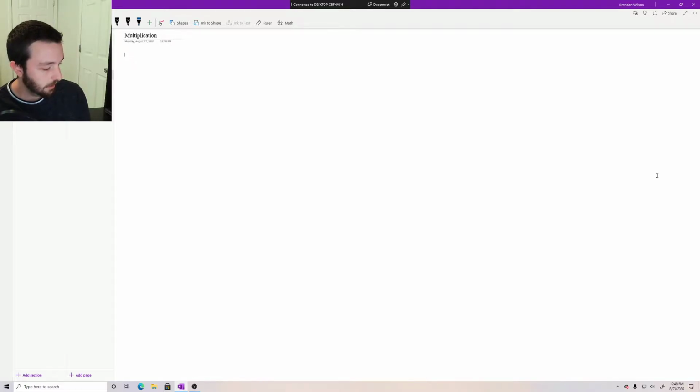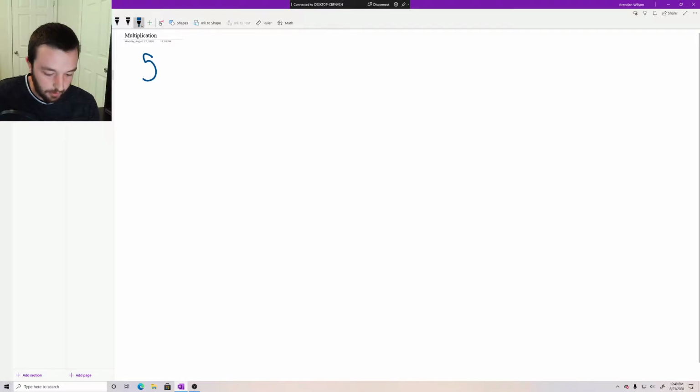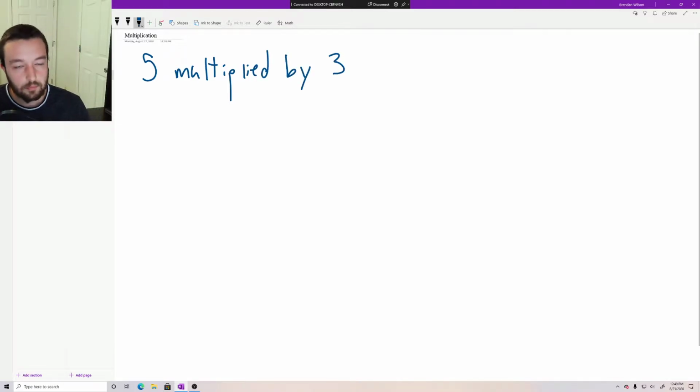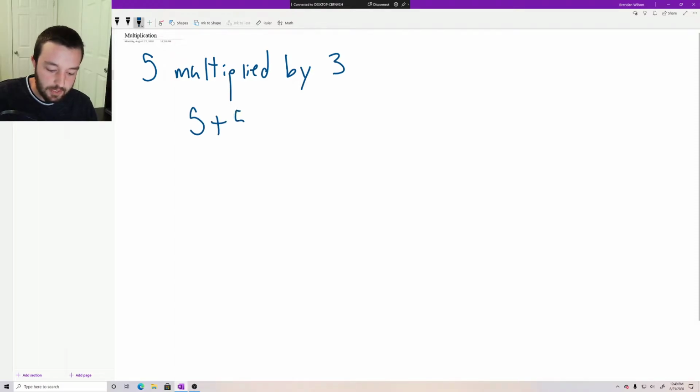So first, let's get to what exactly is multiplication. What if we say we want to do 5 multiplied by 3? What do we mean by that? Well, multiplication is really just a fancy way of saying do addition over and over again. If we say we want to do 5 multiplied by 3, what we really want to do is add 5 to itself 3 times. So we want 3 copies of 5 added together.